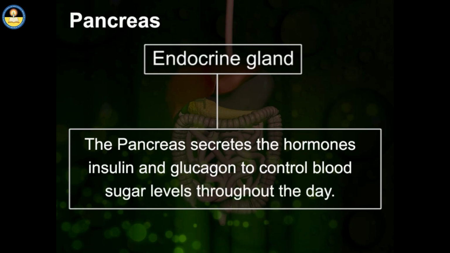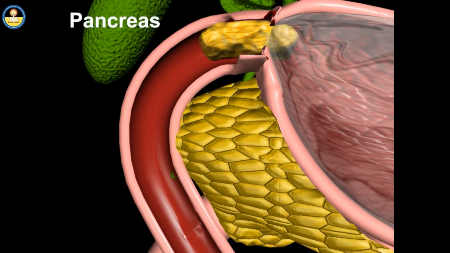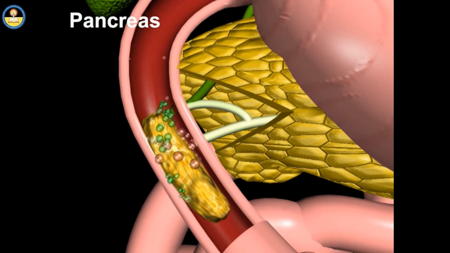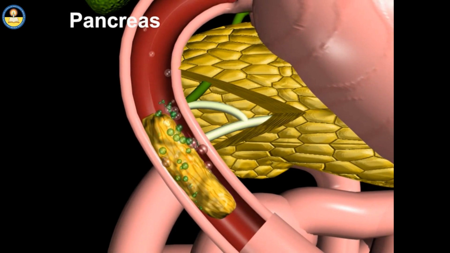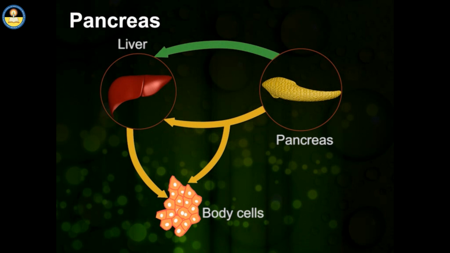The pancreas is very close to the stomach. As soon as food is eaten, the pancreas releases digestive enzymes to break down food. As the food is digested, the pancreas produces insulin to help the body store the glucose in the form of energy.